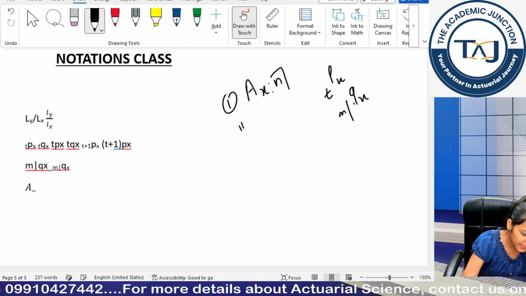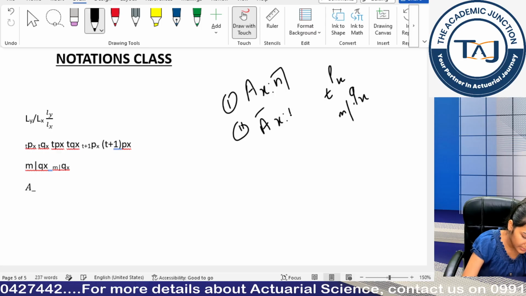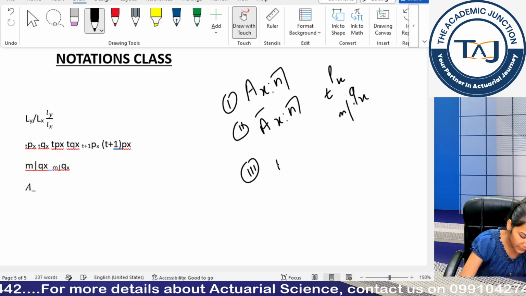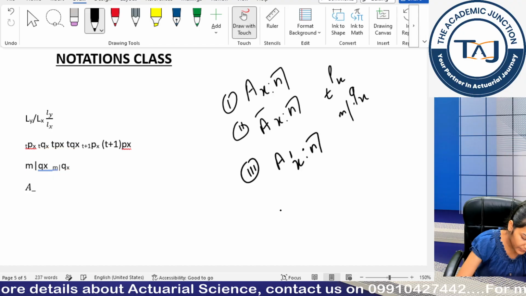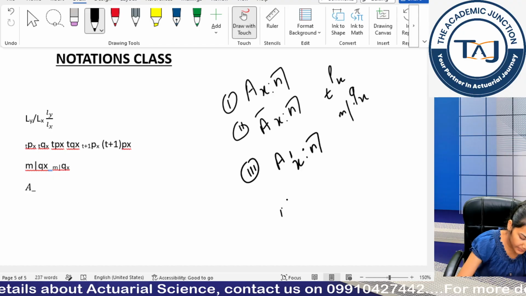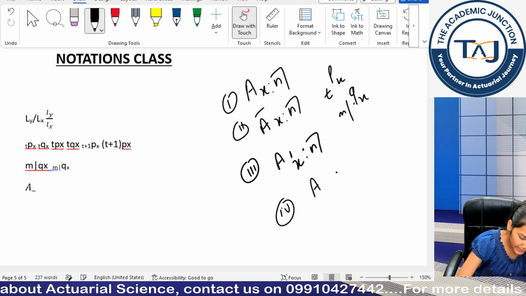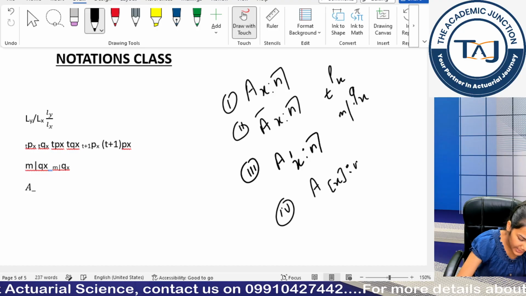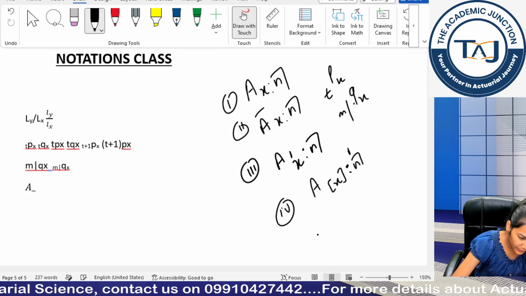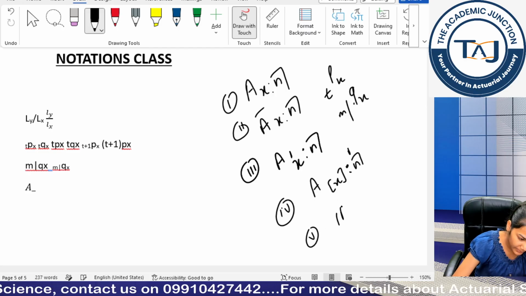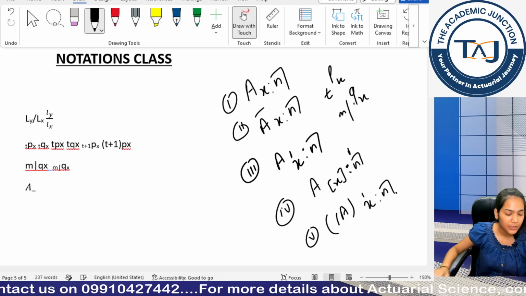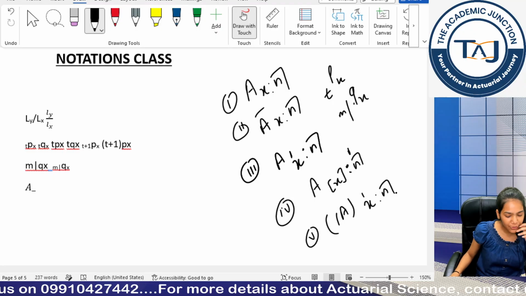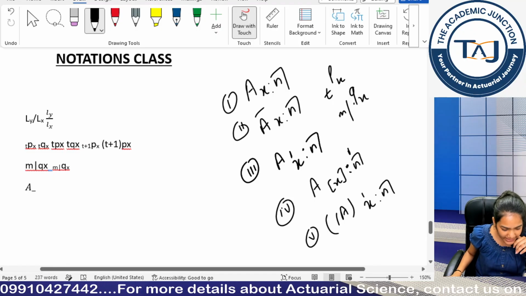This is my first. The second one will be A bar, which I will be teaching you. The third one would be A, X, and it has a 1 over there. Then my fourth one will be select mortality and 1 over here, and the fifth one I will be doing this. So this is my target for normal assurances. Okay, so let's start with the first one.